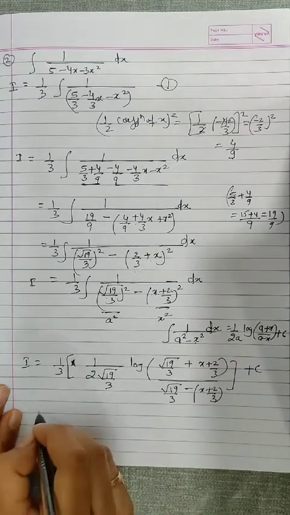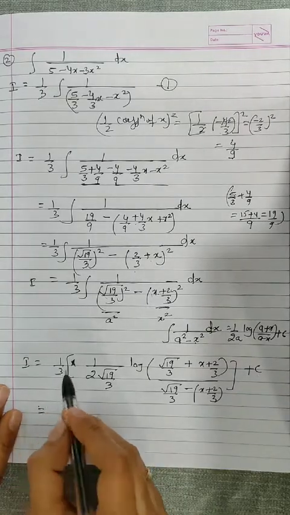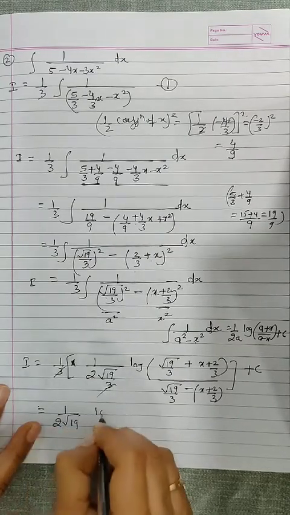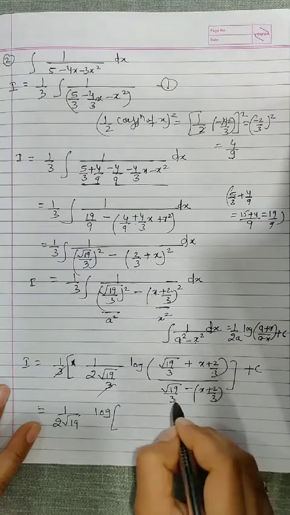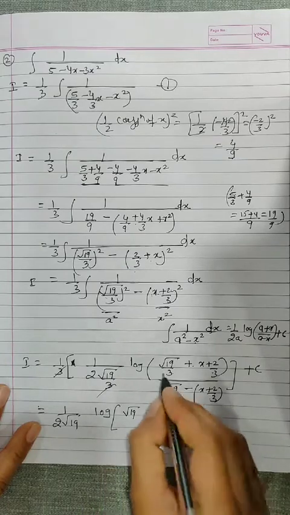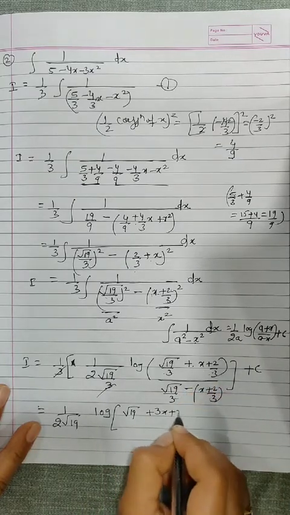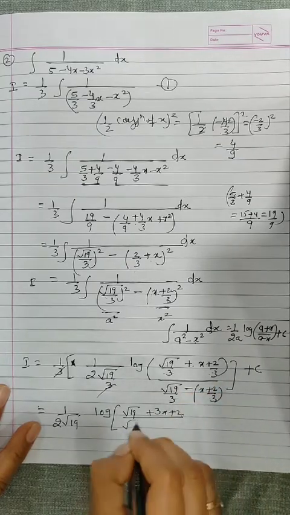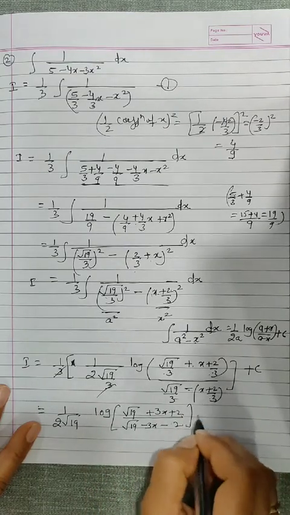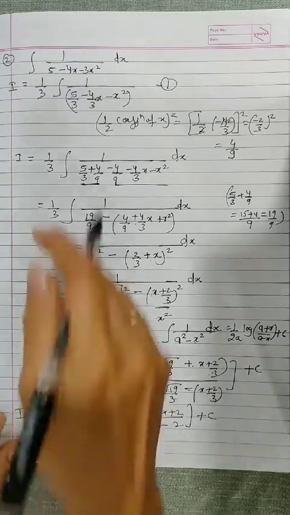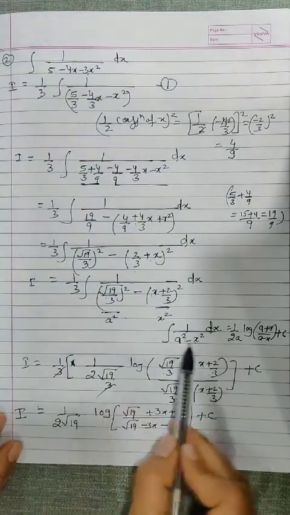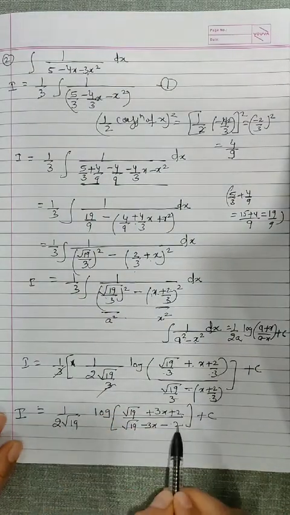So now students, see here, this 3 gets cancelled. So we have 1 upon 2 root 19 log of. Now here 3 is LCM, so we cancel. So our answer is under root 19, 3x plus 2. Here 3 LCM, so under root 19 minus 3x, and minus into plus minus 2, and plus c. In this way we have solved this quadratic term to special integral. We have applied the special integral formula, and this is your answer.